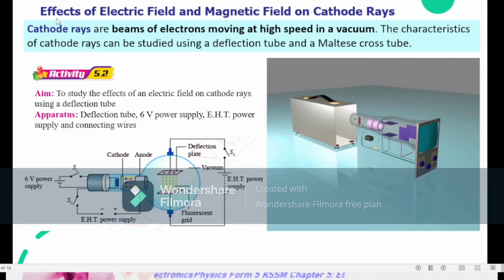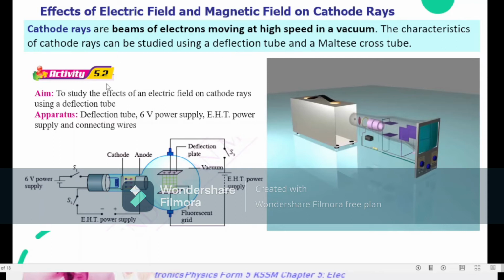Okay, let's look at the effects of electric field and magnetic field on cathode rays. Thus, cathode rays will show effects when they travel in an electric field or magnetic field. Cathode rays are beams of electrons moving at high speed in a vacuum. The characteristics of cathode rays can be studied using a deflection tube and a Maltese cross tube.